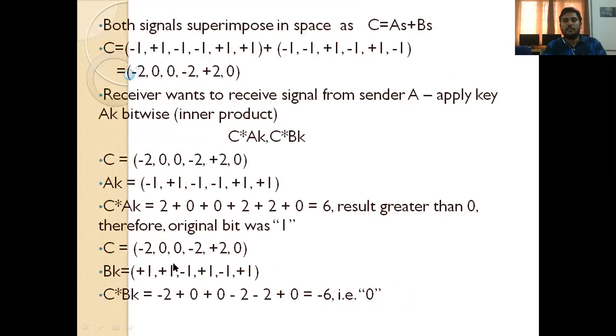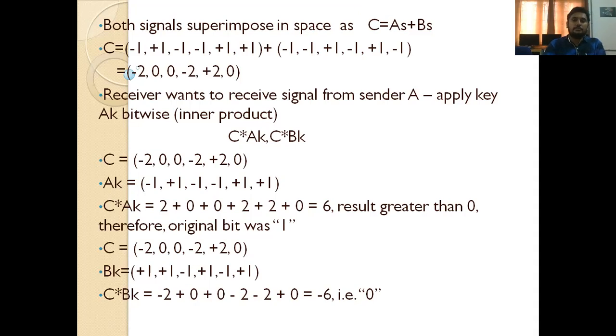Here C is the combination of both, AS plus BS. Both signals are combined together and travel via the same medium, using the total bandwidth at the same time. After it reaches the destination, to find the A signal and B signal we apply C star AK and C star BK. If the result is greater than 0, the bit was 1, that is the A signal. If it is less than 0, that means it is negative, and that is the B signal.